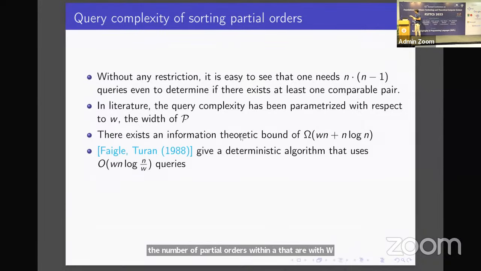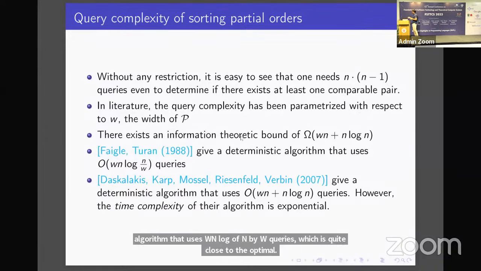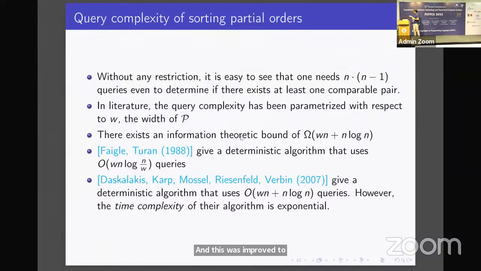Faigle and Turán in 1988 gave a deterministic algorithm that uses wn log(n/w) queries, which is quite close to optimal. This was improved to the optimal complexity by Daskalakis, Karp, Mossel, Riesenfeld, and Verbin in 2007. However, their time complexity is exponential, which means that even though they use the optimal number of queries, they take exponential time in figuring out which queries to ask.